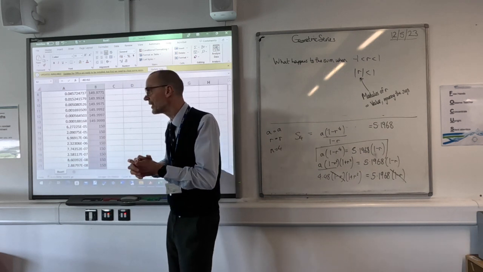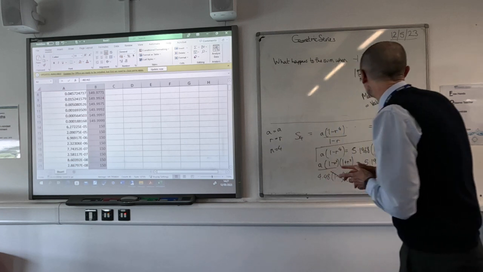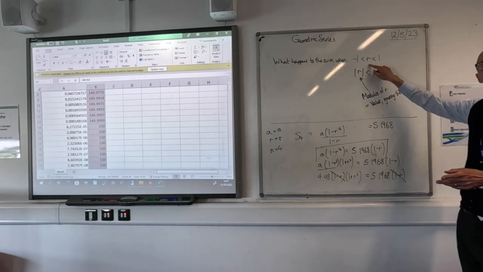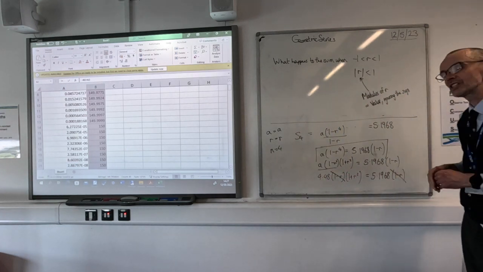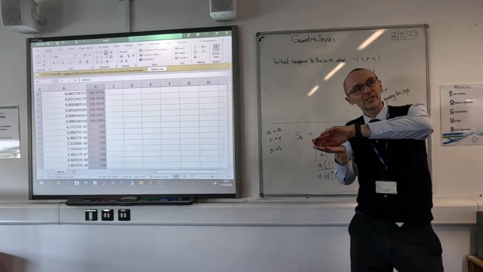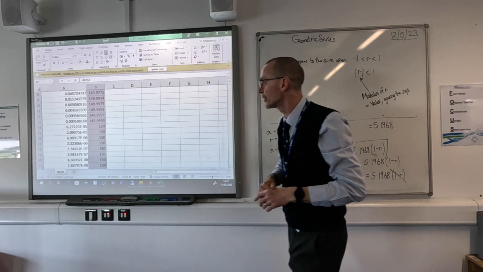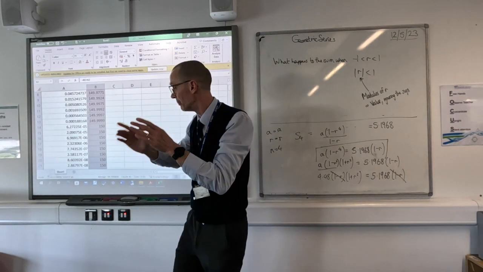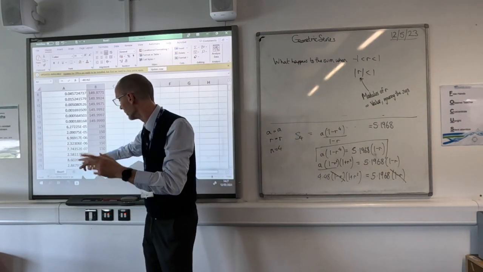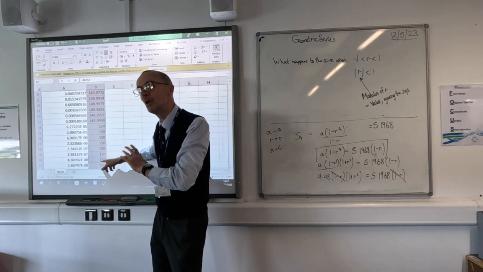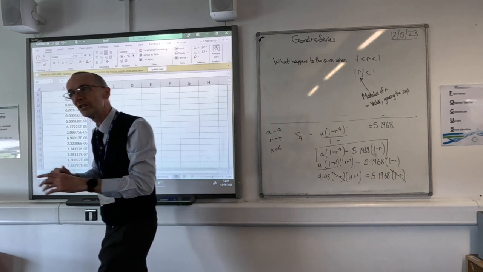So what you get in this scenario is a situation where the sum starts getting bigger, but eventually sort of tops out. And that's because r is a small number, the terms are getting smaller and smaller and smaller, and they're so small that they're not making a discernible difference to the sum.